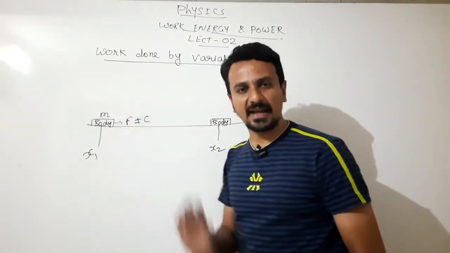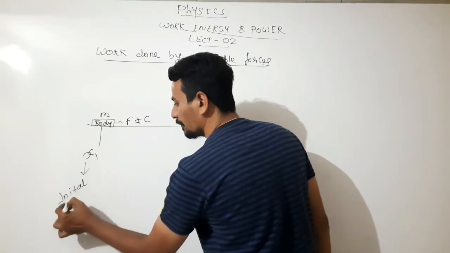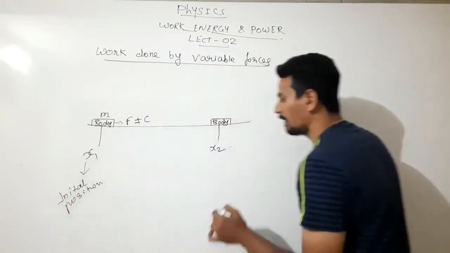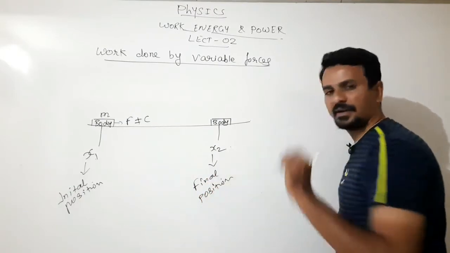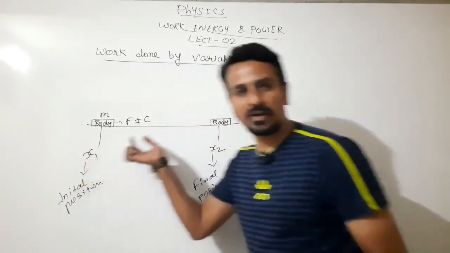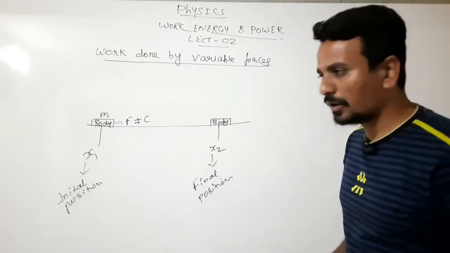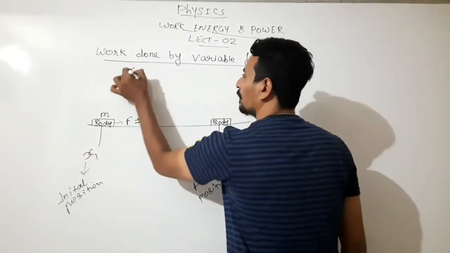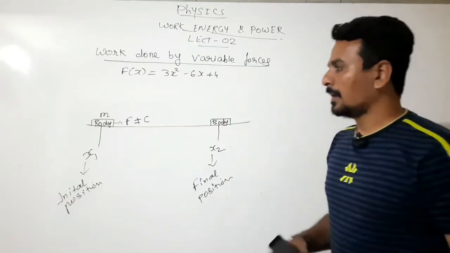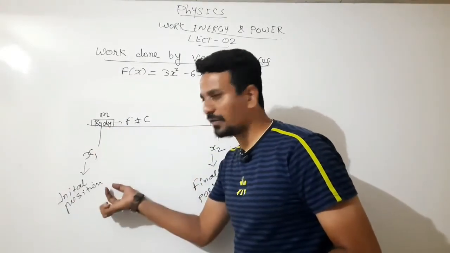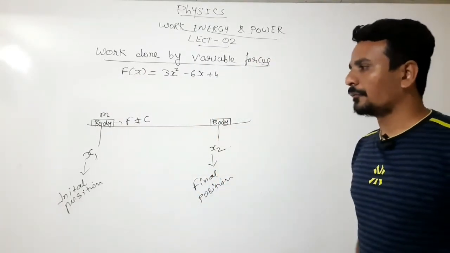There is a body of mass m. x1 is the initial position, x2, say this as final position, right? The body is moving from x1 to x2 under the influence of a force which is not constant, right? Suppose, let us say that force depends on the position, 3x square minus 6x plus 4. So as the body moves, x will change. If x changes, force will change, right? So the body is moving under variable force.